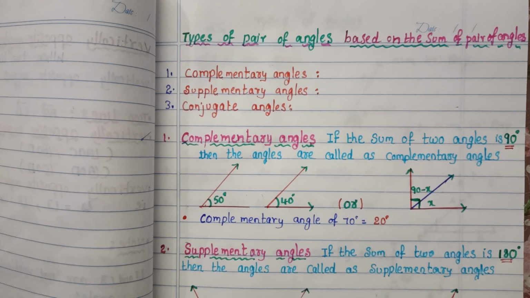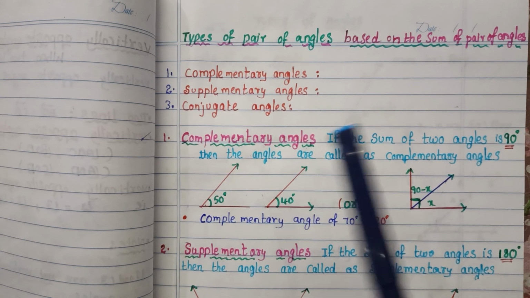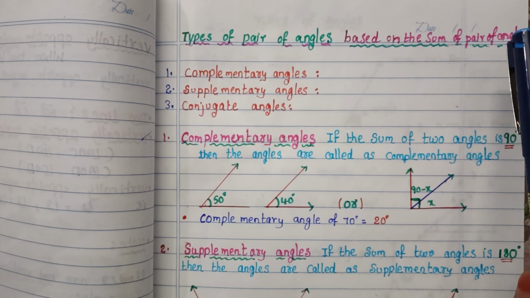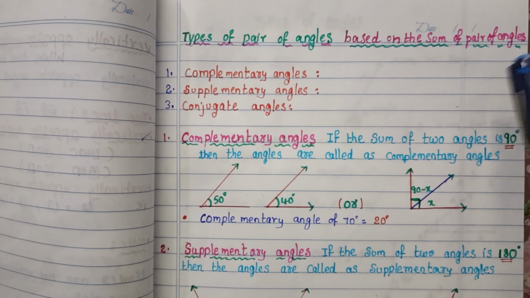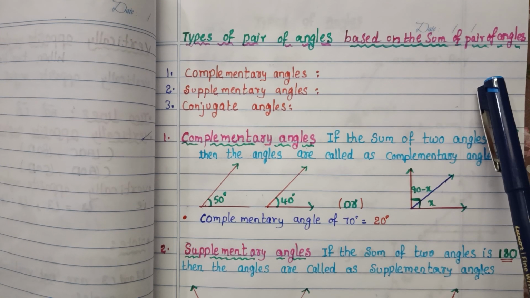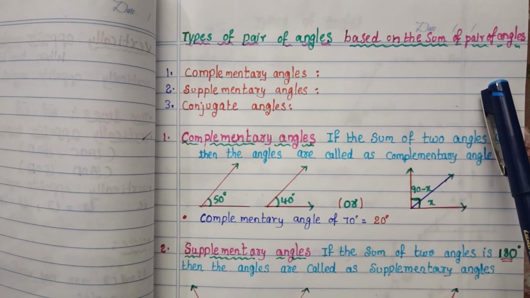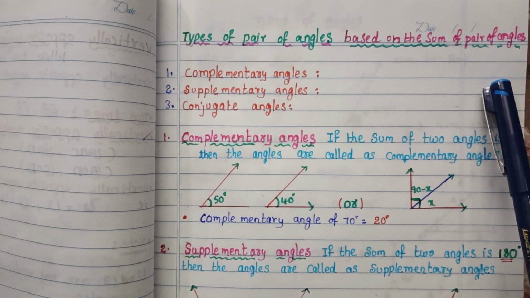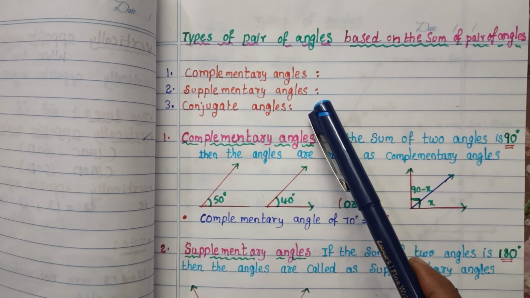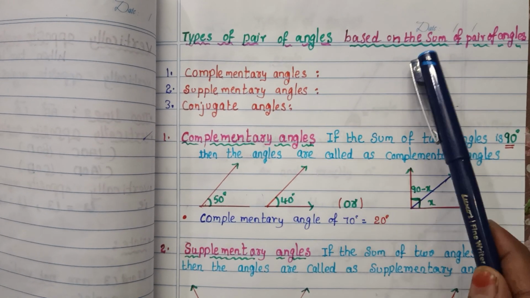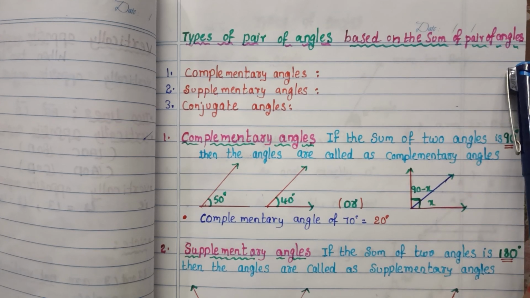Today we will discuss the types of pairs of angles based on the sum of pairs of angles. In the previous video, we learned about the types of pairs of angles: adjacent angles, linear pair of angles and vertically opposite angles. Here, complementary, supplementary and conjugate angles are divided depending upon the sum of the pair of angles.